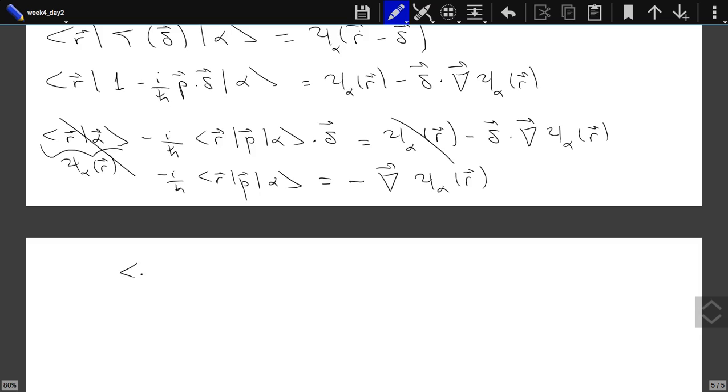Or let me write it in this form: <r|p|alpha> should be equal to h bar over i, the gradient, acting on <r|alpha>. So that operator that we call the momentum should look like this when it is acting on the wave functions. Now, this is just a derivative operator that you are familiar with in quantum mechanics.